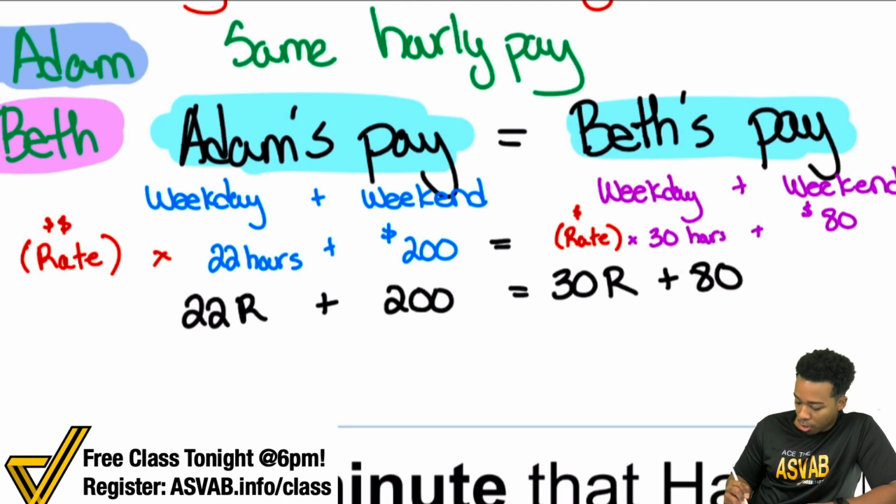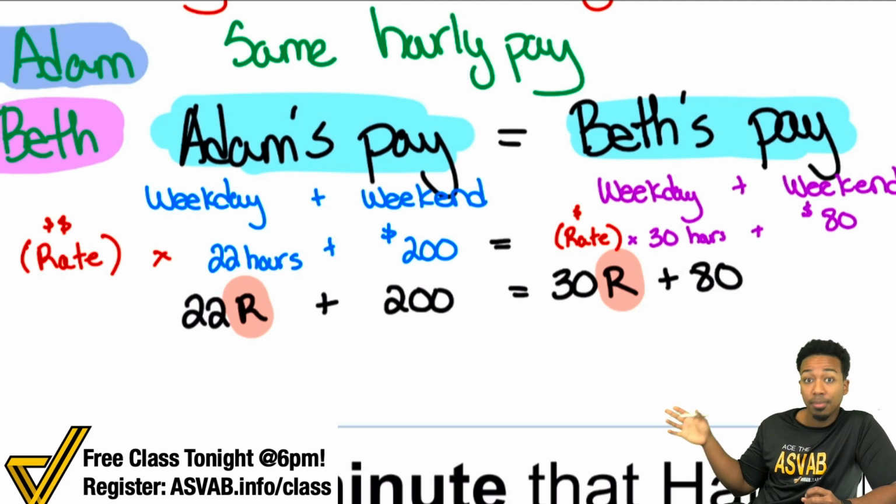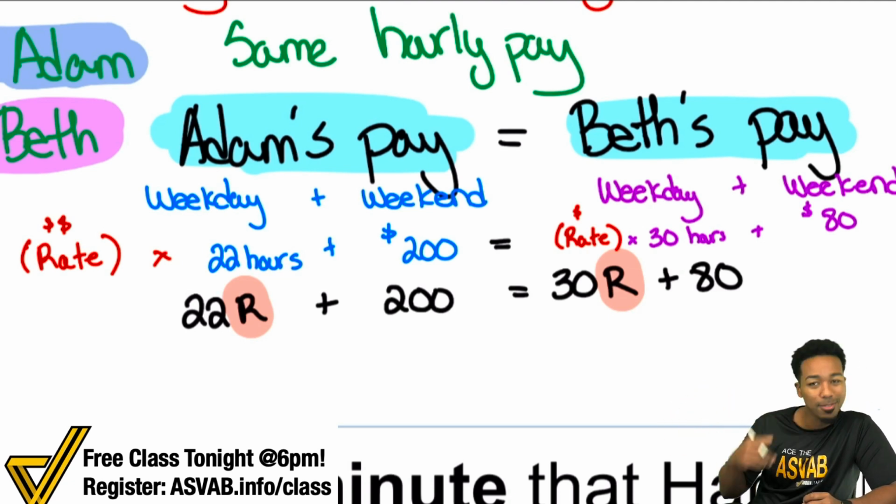The R's are the same. As a reminder, before I actually solve this, the R's are the same because they get paid the same hourly rate. The problem says so. Rewind it if you don't believe me. And so let's get to it here. We're going to solve this now.